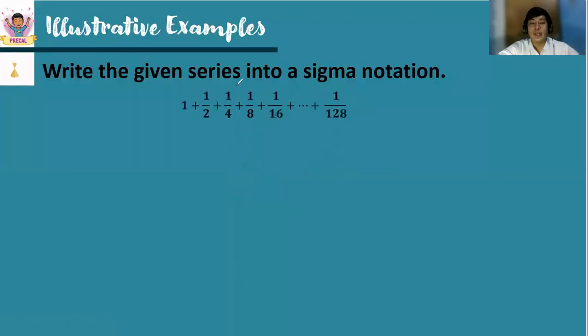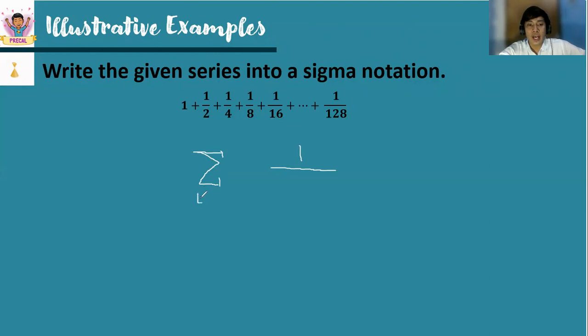Let's have the last example. We have 1, 1/2, 1/4 plus 1 over 8 plus 1 over 16 plus and so on up to 1 over 128. Notice that every value in the numerator is 1. So in the formula, we will have 1 over something. And of course, we write the summation. Now, when we list all the terms based on the pattern, we'll have 1 over 32, 1 over 64, and then 1 over 128. So how many terms do we have? Exactly, we have 8 terms in total.